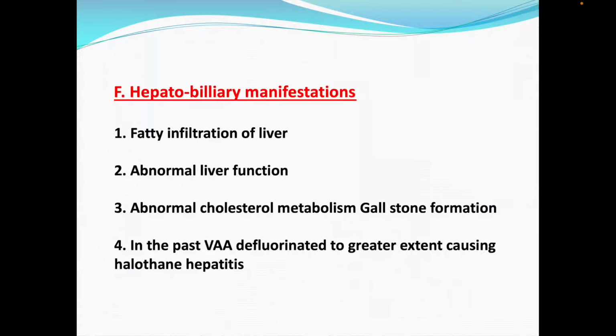Hepatobiliary manifestation. There is fatty infiltration of the liver, abnormal liver function, abnormal cholesterol metabolism and gallstone formation. In the past, volatile anesthetic agents were defluorinated to a greater extent, causing halothane hepatitis. Nowadays, it is not used.